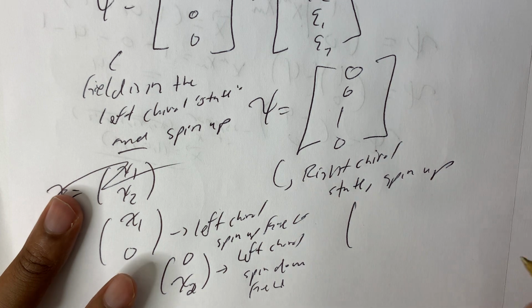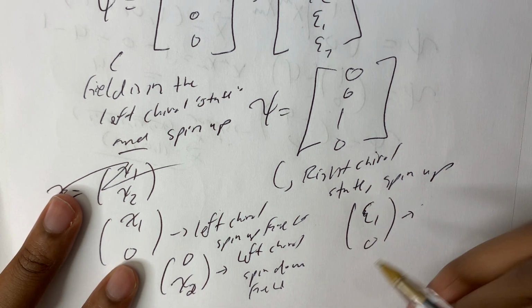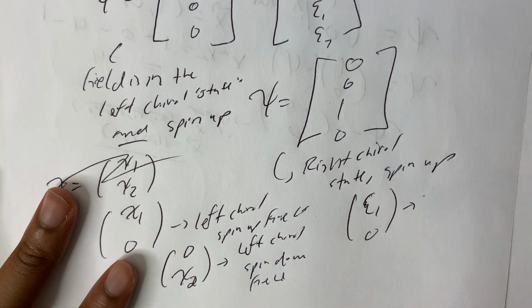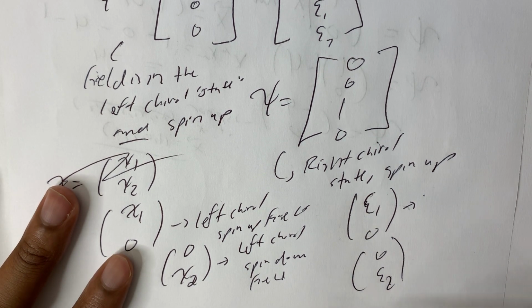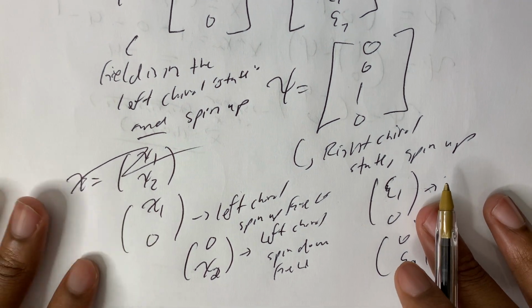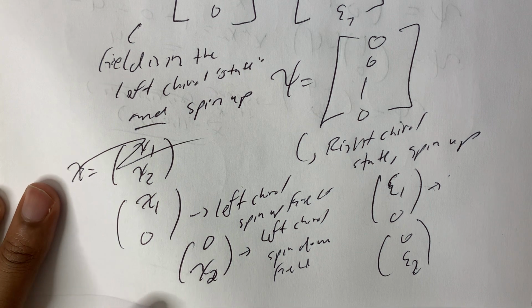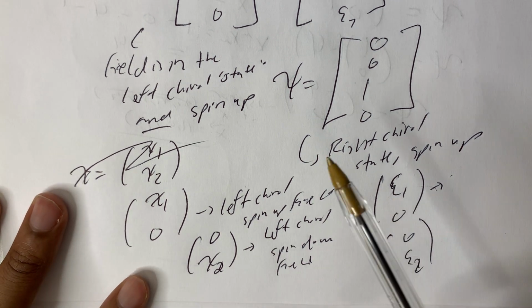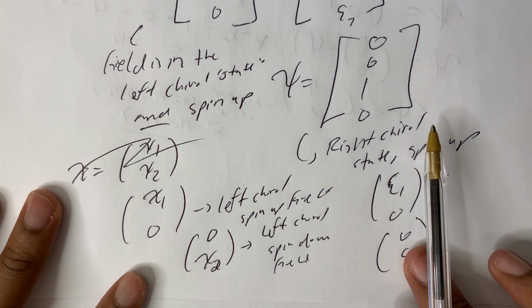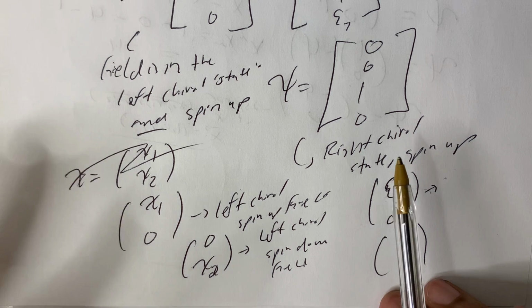And then you guys probably guessed it, epsilon 1, 0 is the right chiral. I'm not going to write down the entire list, but this is the right chiral spin up field, and here is the right chiral spin down field. All right. So you might be asking, why is the top part left chiral and the bottom part right chiral? I don't know the answer to that question. Maybe if I do, though, I'll write it down in the comments.